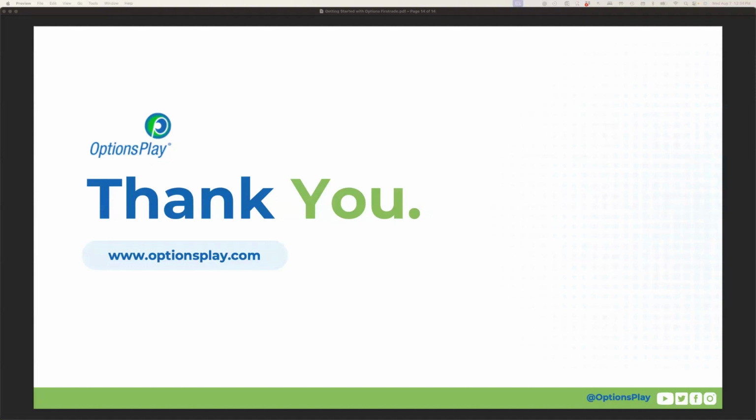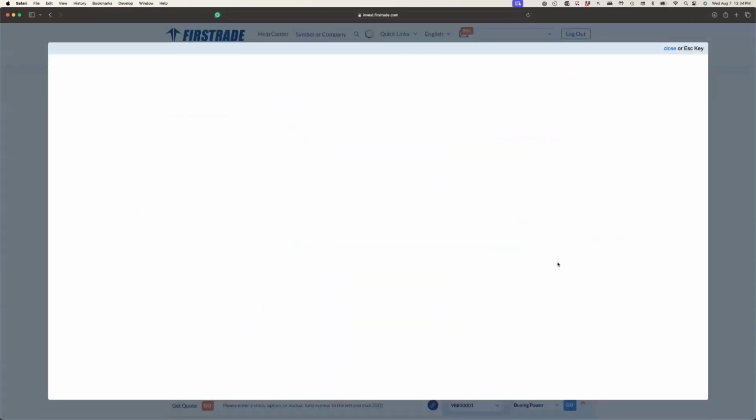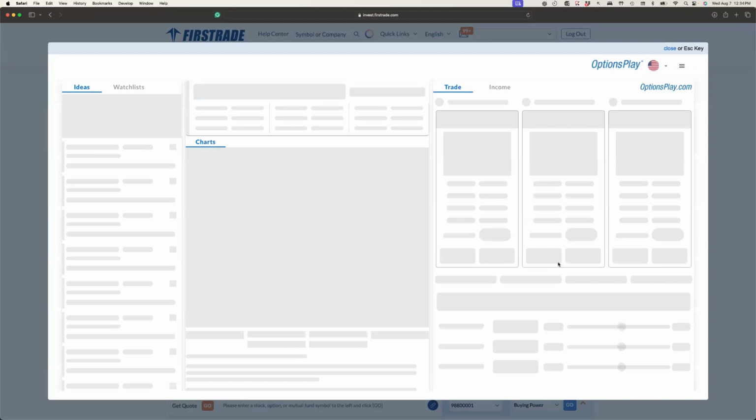And just to show you how to access that, when you log into your First Trade account, you're going to see an Options Wizard button here at the lower left-hand corner. That's a great place to start. That's going to launch the Options Play platform, and the Options Play platform is designed to help you get started with options trading.